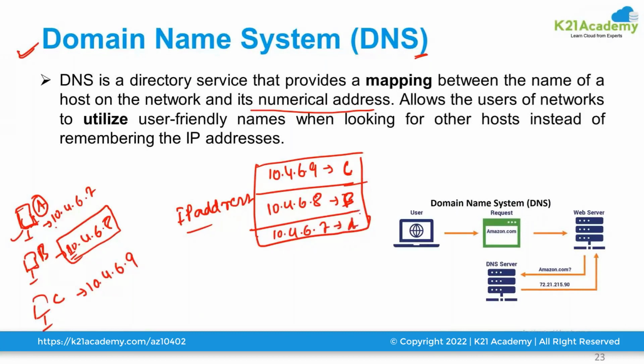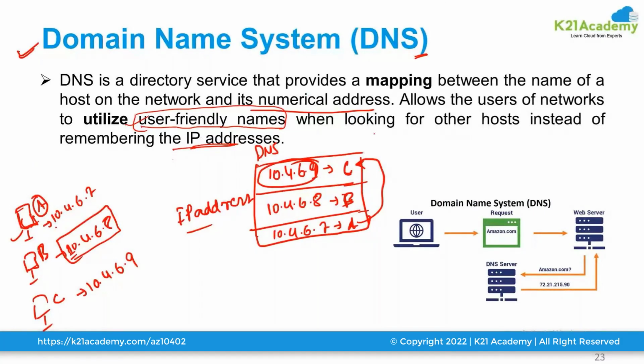So from here also, if A wants to communicate to C, it will automatically ask, I want to communicate to C, and this DNS will help with the specific IP address that is actually updated on C, right? This is how things will work. So basically, what exactly it will do is allow users of the network to utilize user-friendly names, right? That's what I was discussing, user-friendly names when looking for other hosts instead of remembering the IP address, which is more of a human way to learn things and keep things in memory. If you are using DNS, you can leverage this.